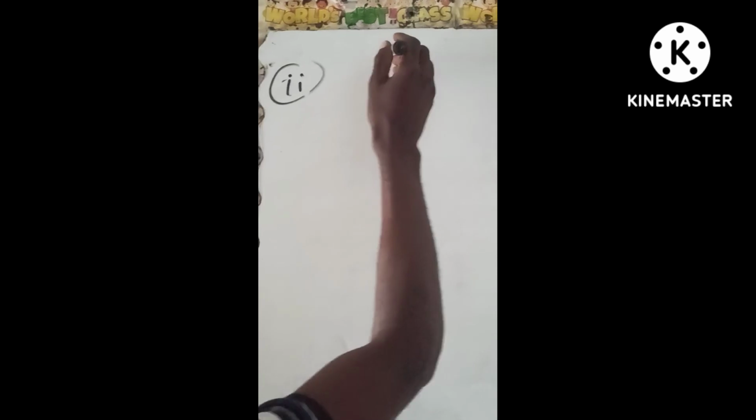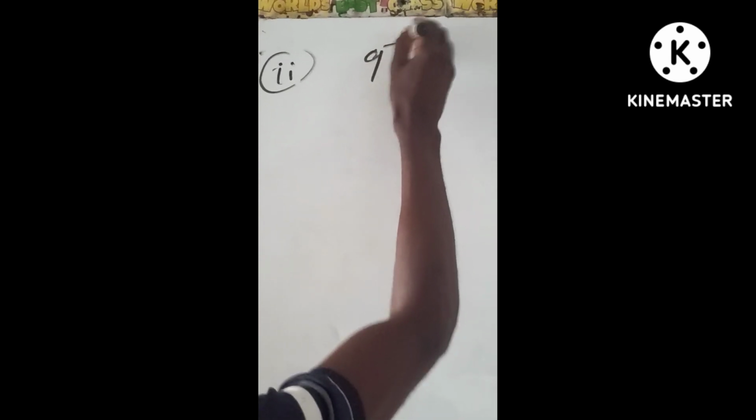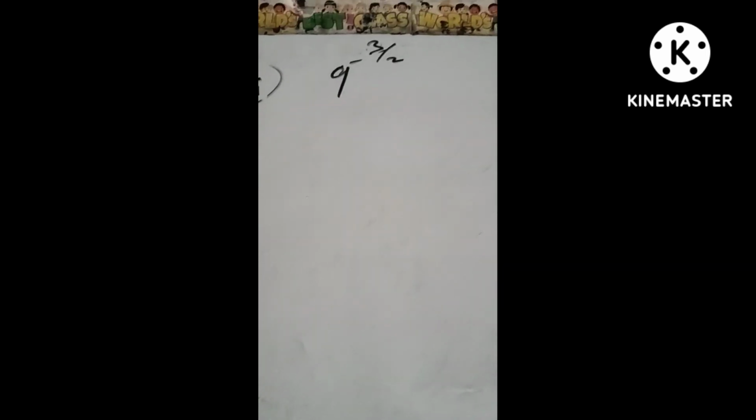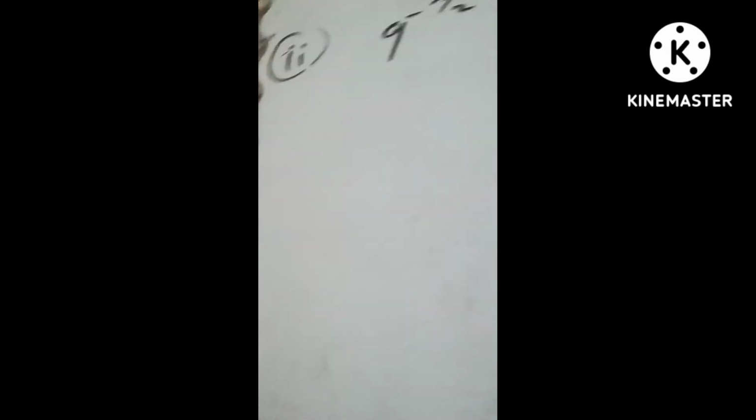Example 2. Assuming you have 9 to the power of minus 3 over 2. This question has to do with the 6th law and 7th law of indices. But first and foremost, before you apply the 7th law, you will first of all apply the 6th law to simplify it further and bring it to the 7th law.